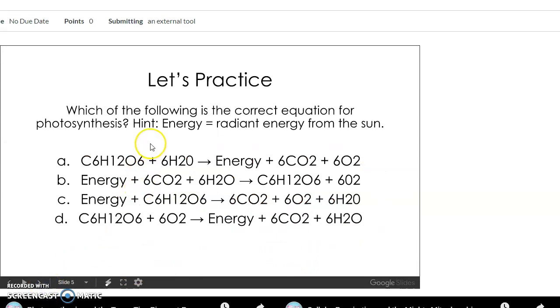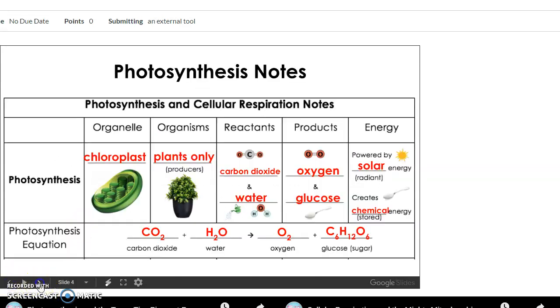So let's practice. Which of the following is the correct equation for photosynthesis? Make sure to look at the slide before and answer that question.